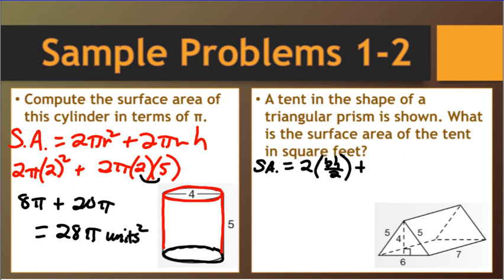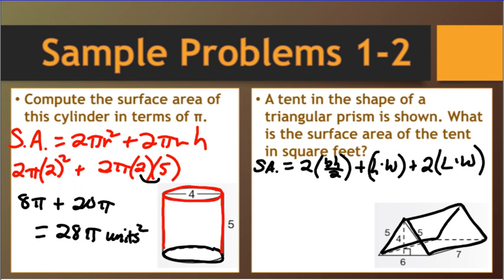Plus, we have the area of the base, which is a length times a width. And then we have these sides right here, this one, and then on the other side. And those would be the same. So that would be 5 times 7. So we have another one that's two groups of length times width. Now let's substitute our numbers in.